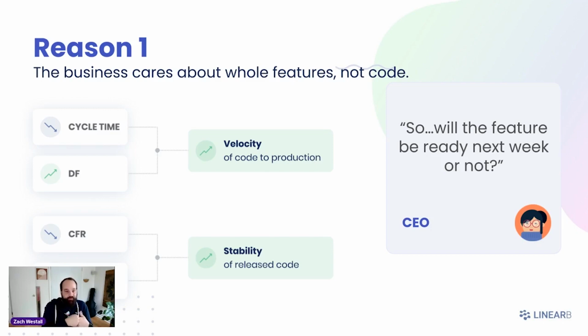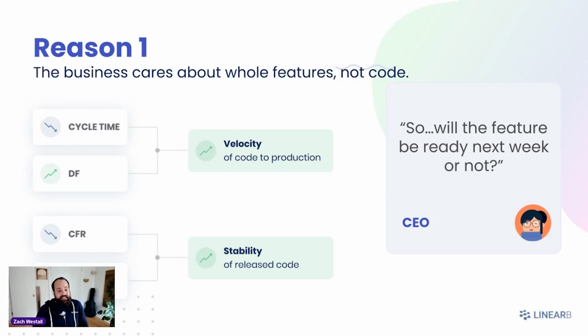So cycle time and deployment frequency equal velocity of code to production. That's great. But cycle time is, again, an individual piece of code, an individual piece of work going through the pipeline. Same thing with deployment frequency, that individual piece of work being deployed out. You want higher deployment frequency, you want shorter cycle time and more velocity, but it's code to production, not necessarily an entire feature.